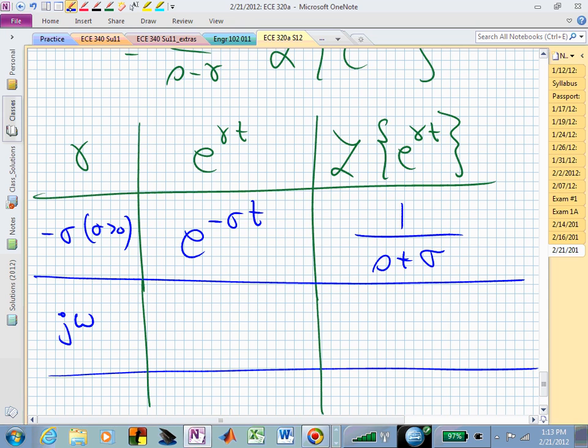I now have e to the j omega t, which when you see that, what do you see? E to the j omega t, what do you start thinking of? A circle. Do you see sines and cosines? You should be seeing sines and cosines with a frequency of omega.